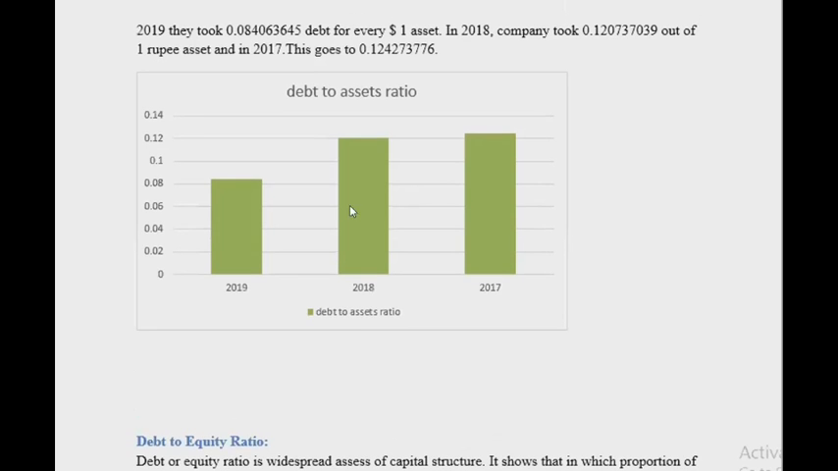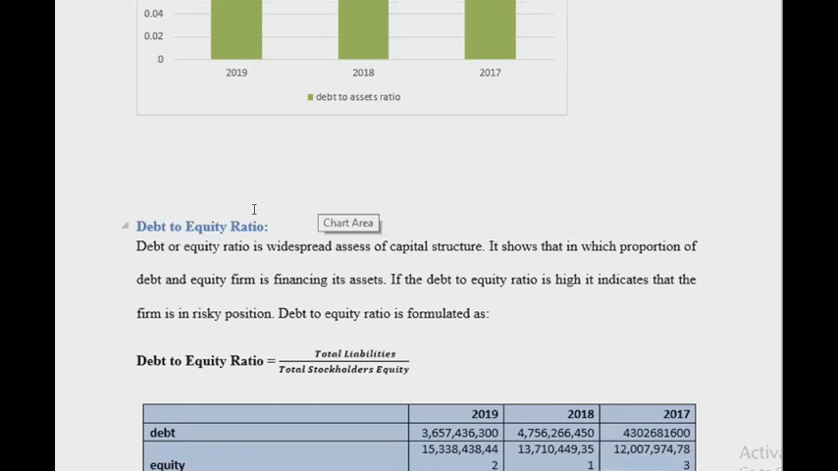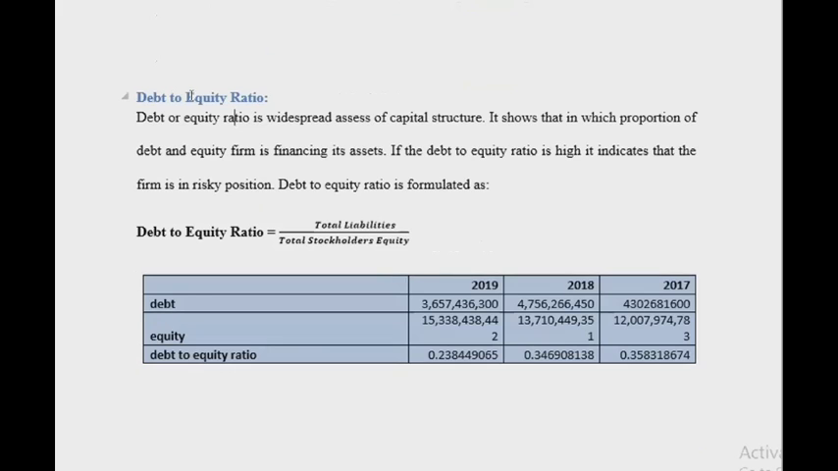So here is the graphical representation of debt to total assets as compared to 2017. The ratio is not higher as compared to 2017 and 2018. Now there is another formula, which is debt to equity, a very famous formula. I already told you what equity means. Equity means shareholders' equity. It is calculated as total share capital plus all reserves and surpluses.